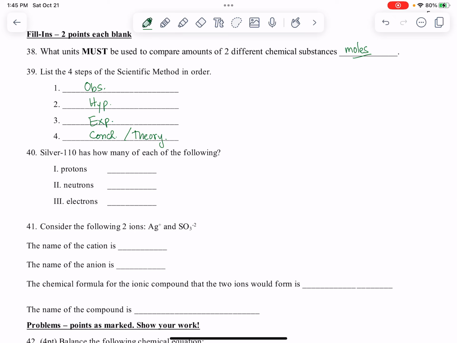All right, silver 110 has how many of each of the following? You've got to remember that silver is Ag. Look it up on the periodic table. It's atomic number 47. On the periodic table, it's got that 47 above, which means it has 47 protons. If it's neutral, it also has 47 electrons. And since its mass number is 110, that's given, 110 minus 47 is 63 neutrons.